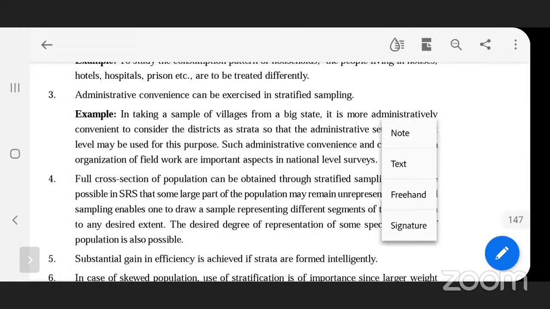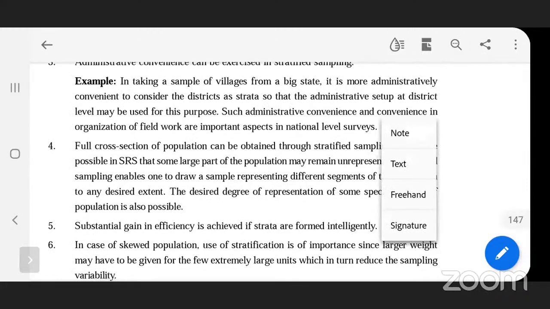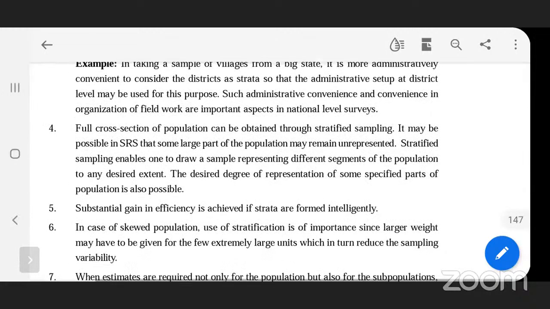And the third one is administrative convenience. Stratified sampling is more beneficial where the work is field work, such as surveys. It's the most useful in such cases. And the fourth benefit is that a cross section of the population can be obtained by using stratified sampling.